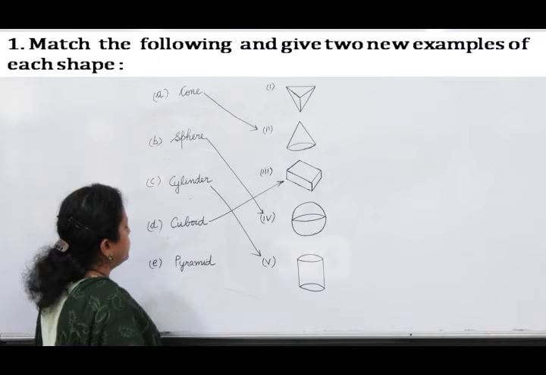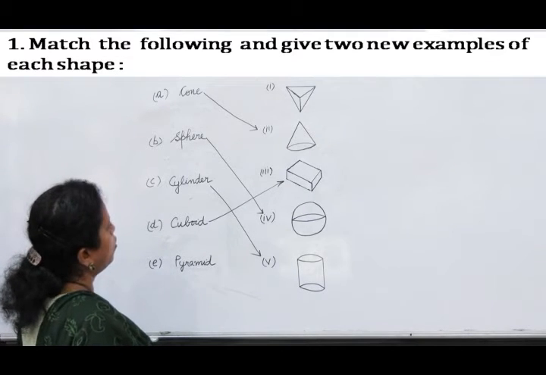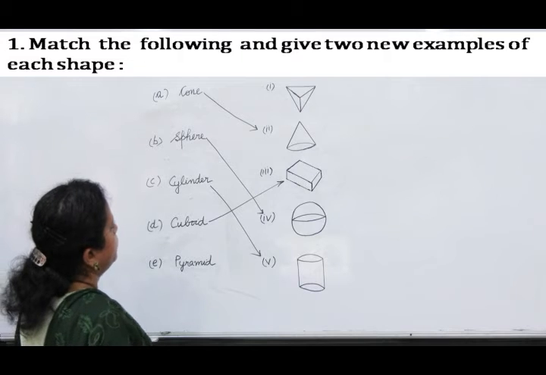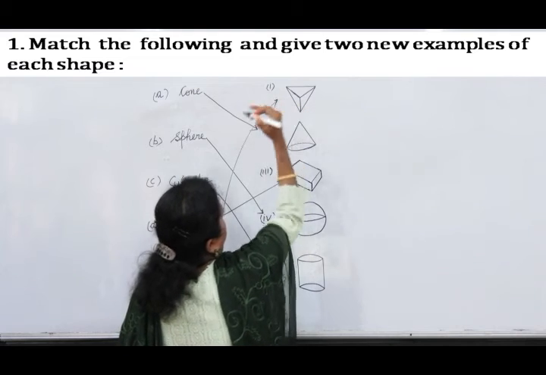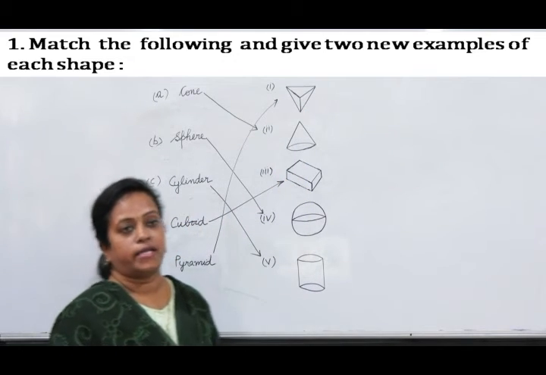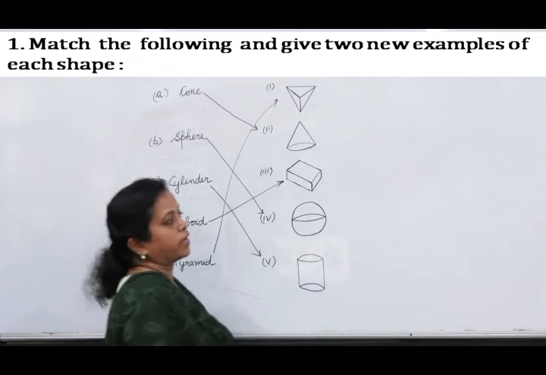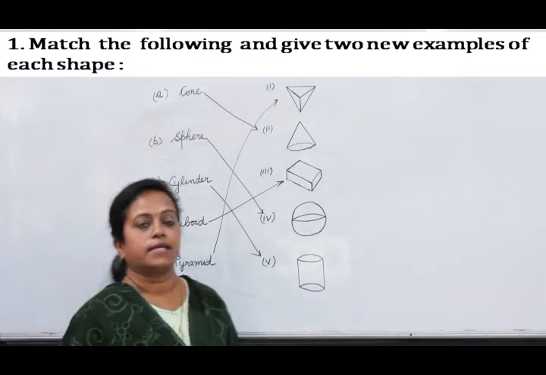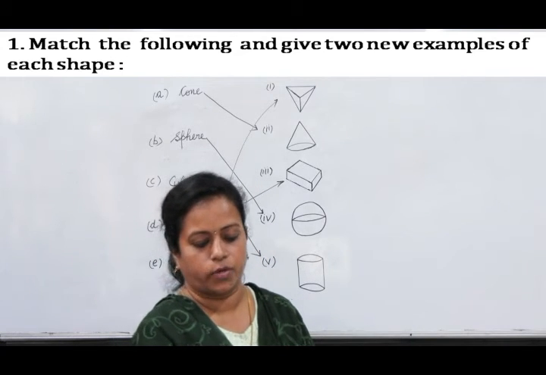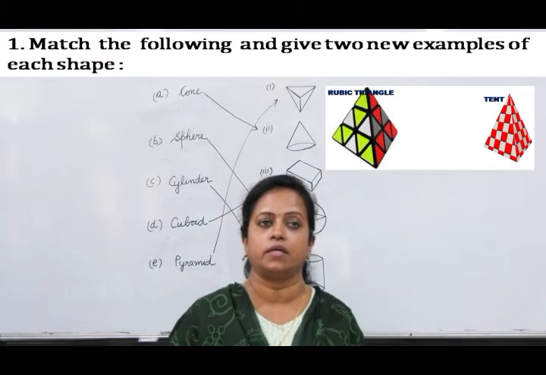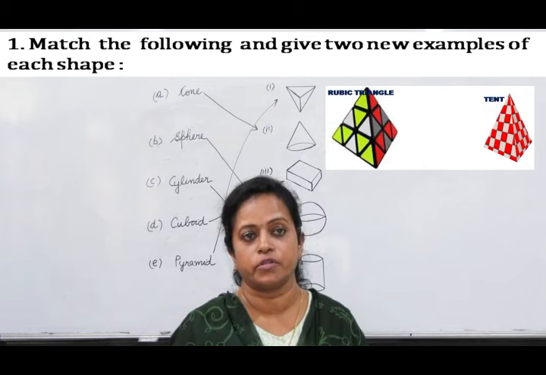Now what about option number E? E here refers to pyramid. Now which is here pyramid? You can see option number 1 is pyramid. And as I told you, pyramids are named according to the base. You can see that here the base is triangular. So it is the example of a triangular pyramid. What are the other examples that you can give for triangular pyramid? It can be a cubic triangle or it can be the tents which are in the shape of a triangular pyramid.